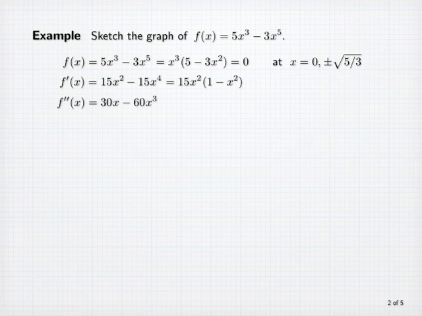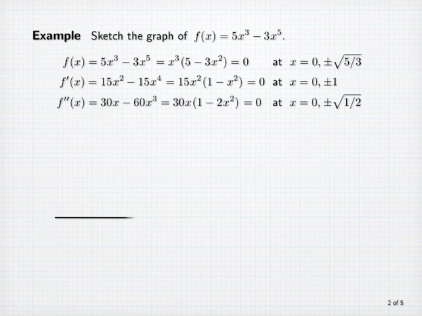The first derivative factors into 15x squared times 1 minus x squared. So we see that the derivative is equal to 0 at x equal to 0 and at plus and minus 1. Factoring the second derivative, we obtain 30x times 1 minus 2x squared, which is equal to 0 at x equal to 0, as well as at plus and minus the square root of 1/2.